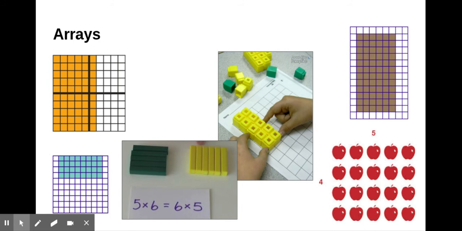When students understand the representation of an array, they are able to connect the concrete model or representation to its symbolic form and break factors into smaller, friendlier parts.